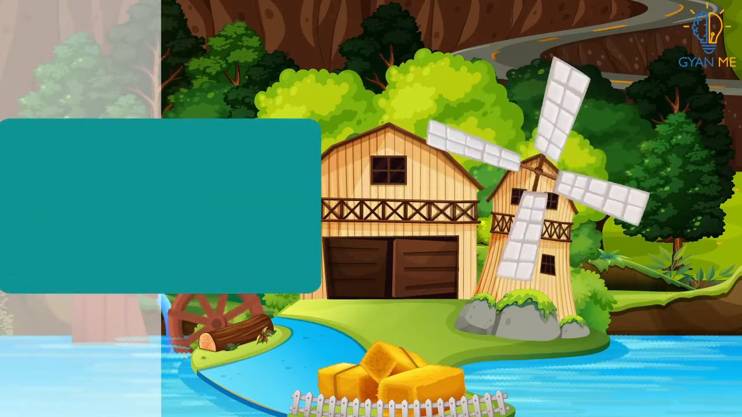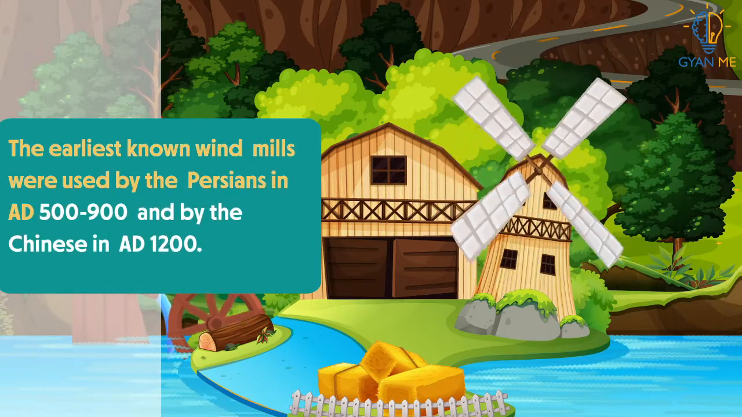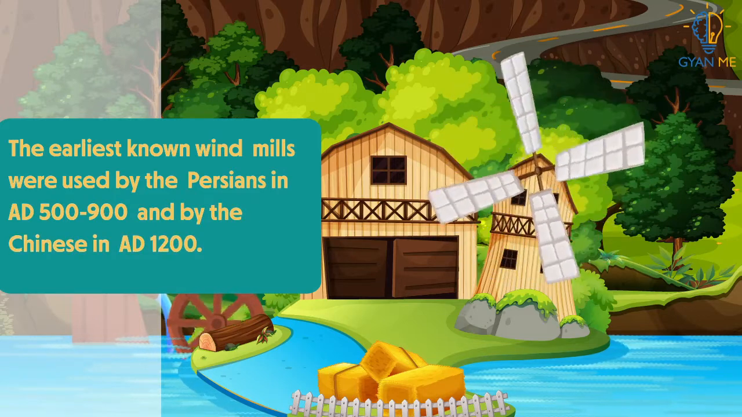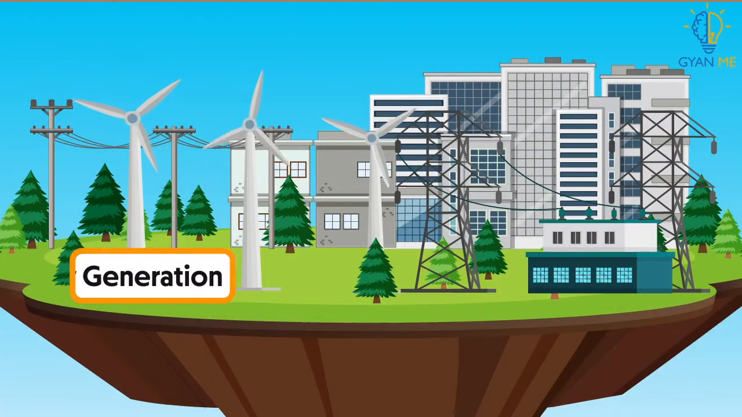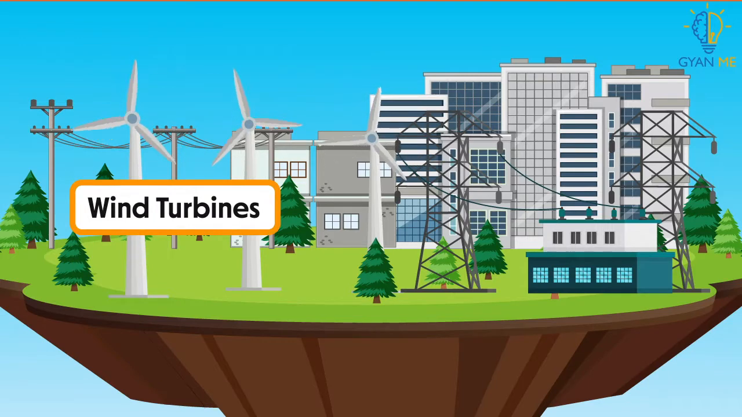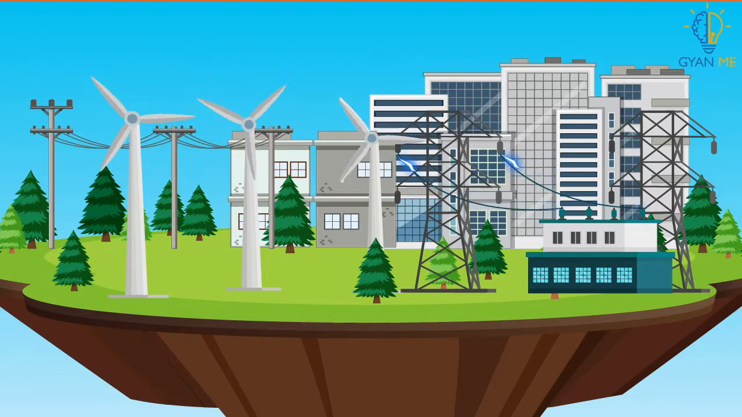The earliest known windmills were used by Persians in AD 500 to 900 and by the Chinese in AD 1200. But nowadays, they are used for a variety of applications such as electricity generation and are called wind turbines. Wind turbines are the most effective way to convert wind energy into electrical or mechanical energy.